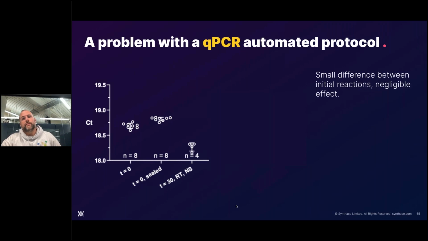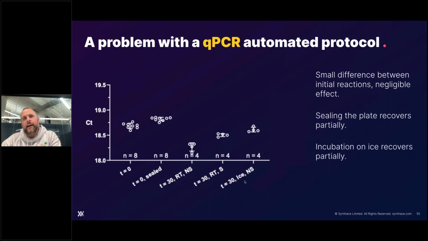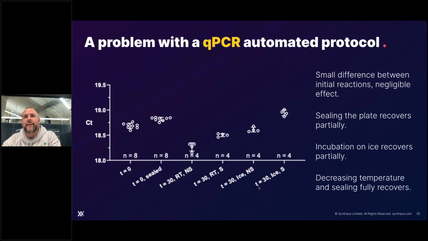We saw a concentration of DNA for the stocks incubated at room temperature and unsealed for 30 minutes. So after 30 minutes, unsealed and at room temperature, we see a concentration of the DNA stocks. This is partially recovered back to the original stock concentrations by sealing the plate. And if this is just put on ice without any sealing, we also get a partial recovery. But it's when we combine on ice and sealing the plate that we see levels comparable to the original CT values.